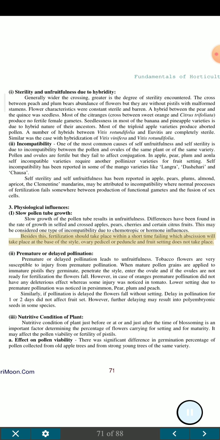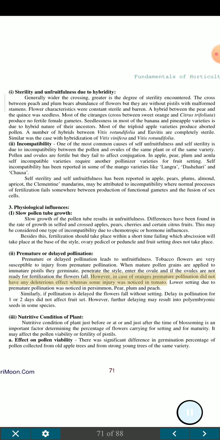Besides this, fertilization should take place within a short time, failing which abscission will take place at the base of the style, ovary, pedicel or peduncle, and fruit setting does not take place. II. Premature or delayed pollination. Premature or delayed pollination leads to unfruitfulness. Tobacco flowers are very susceptible to injury from premature pollination. When mature pollen grains are applied to immature pistils, they germinate, penetrate the style, enter the ovule, and if the ovules are not ready for fertilization, the flowers fall.